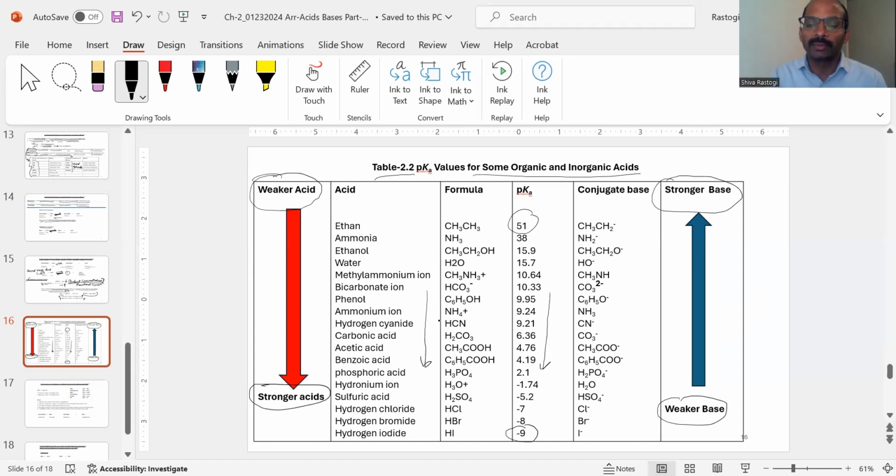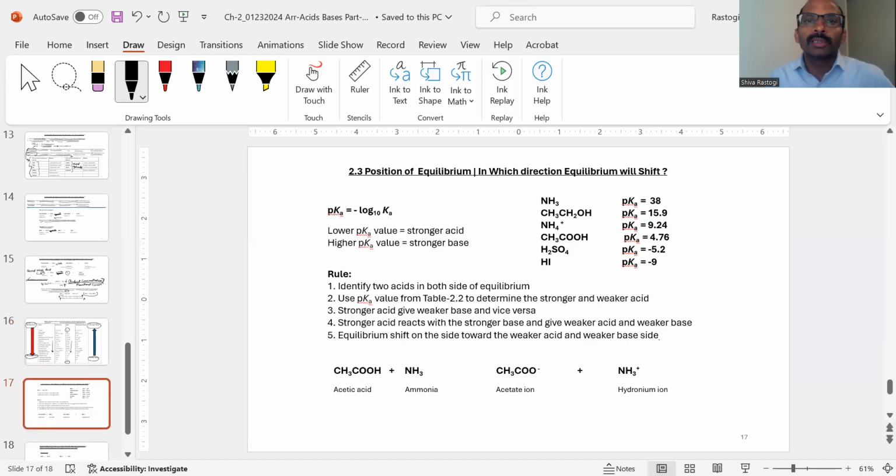We use this pKa value to determine our equilibrium, whether the equilibrium will shift toward the product side or the reactant side. So let's find out the position of equilibrium for a weak acid and weak base, in which direction our equilibrium will shift. There are some rules. Remember, the first thing is that we have to know how to calculate the pKa value.